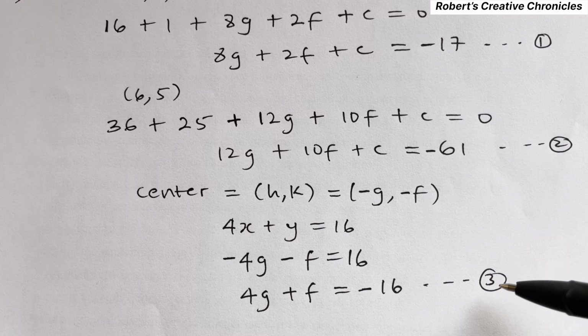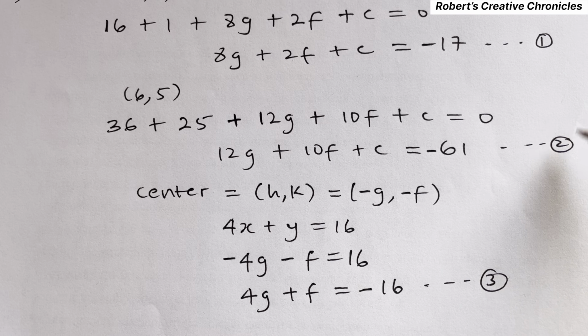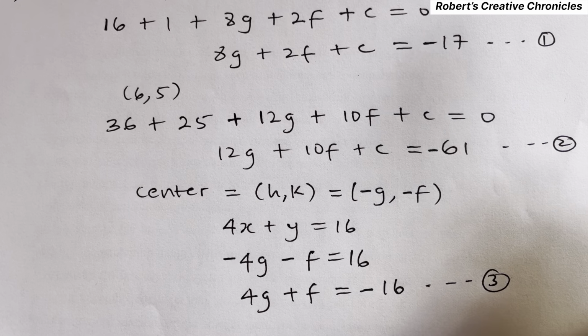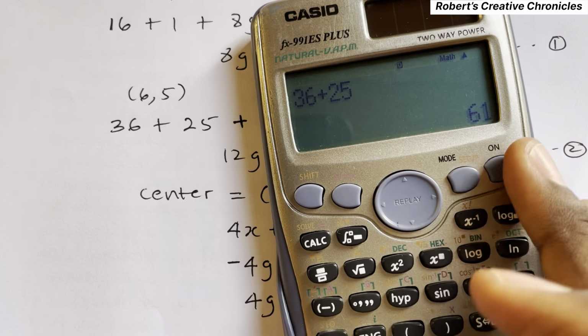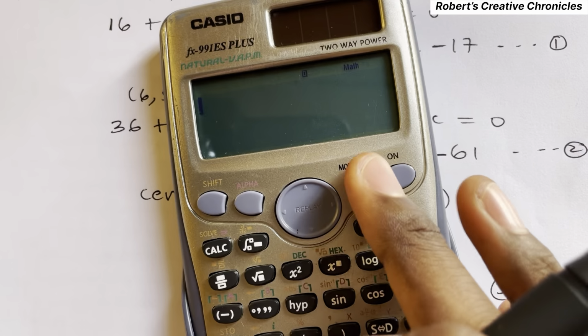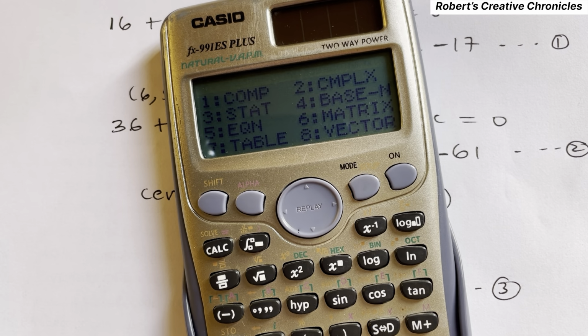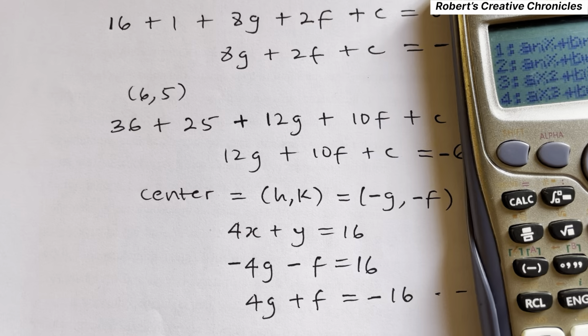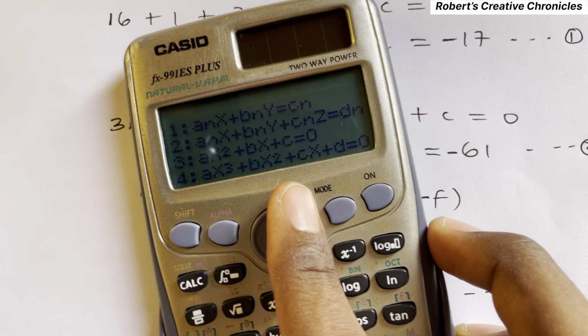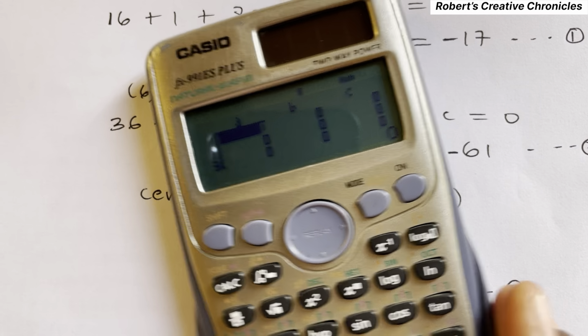So here are the 3 simultaneous equations. We can also solve them using any method we want. In the first one, I used the determinant method. In this one, I will just use the calculator. So we'll go to equation 5, then simultaneous equations. This equation has 3 variables. So we'll select option 2.